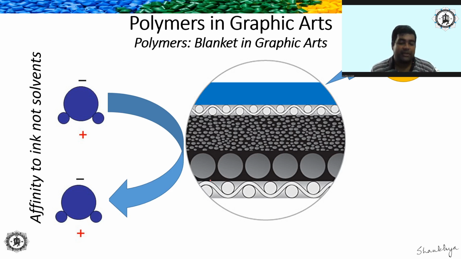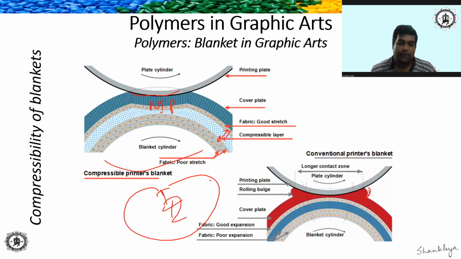So when your blanket has swelled up, these bulging problems and other problems will occur. Compressibility will reduce, dot distortion may happen, and the quality of printing will go down. All these types of problems will happen.